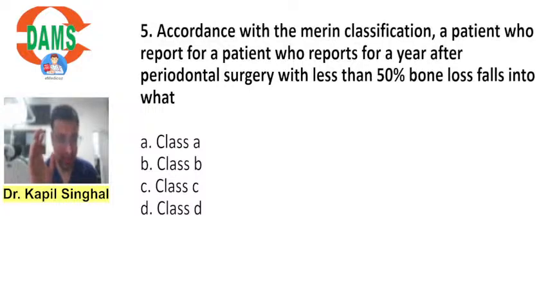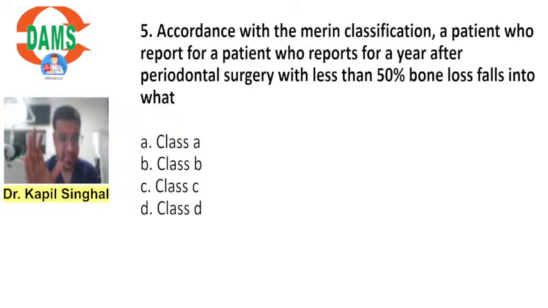this Marin's classification? This Marin's classification is basically given for a recall visit for the patient after any periodontal therapy. So he divided this into three classes: class A, class B, and class C. So class A patients were the patients who had excellent maintenance even after 1 year. Suppose you do some periodontal therapy, and even after 1 year, if the maintenance is very good for these patients, they fall into this category, that is class A.